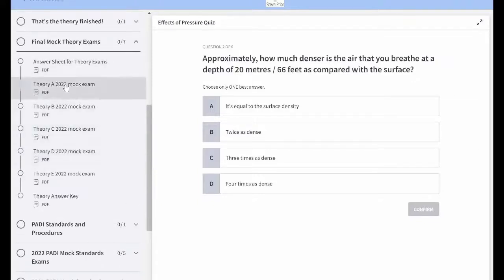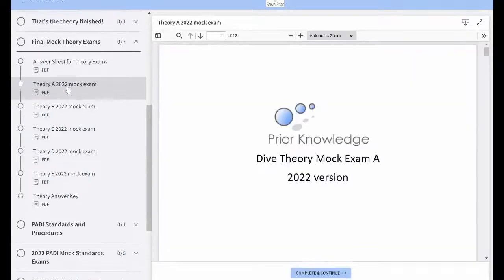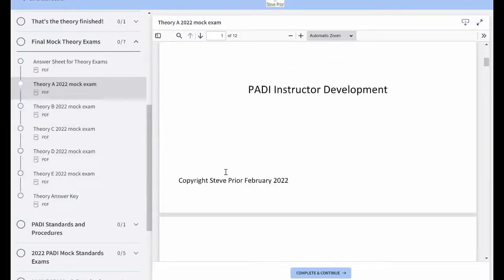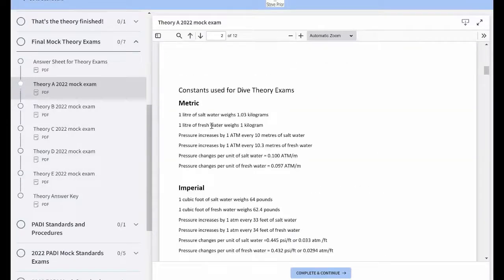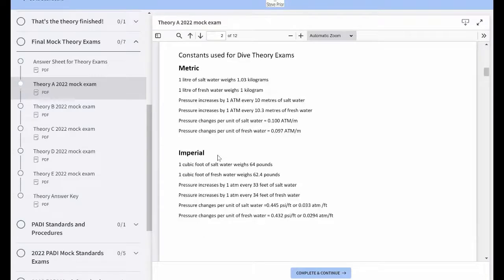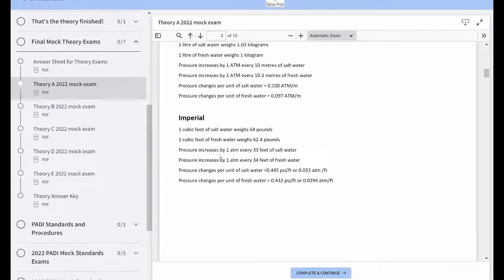And here we find right up-to-date theory questions, all based on the latest questions that PADI are asking on their exams. So here we've got PADI Theory Mock Exam A. We go all the way A, B, C, D and E, 2022 version. As you can see, all of the questions where relevant are in metric and imperial, so it's really great for everybody.